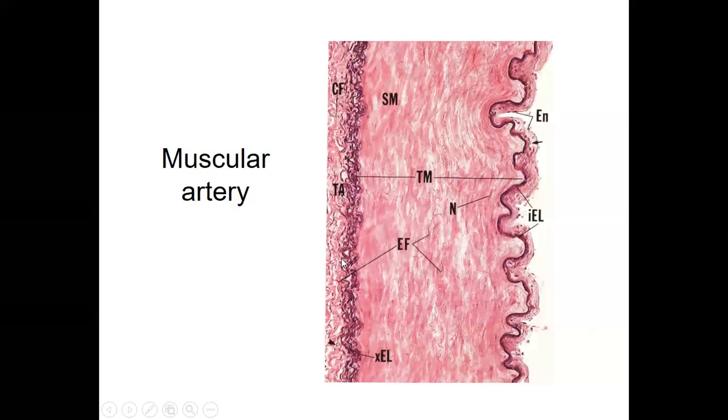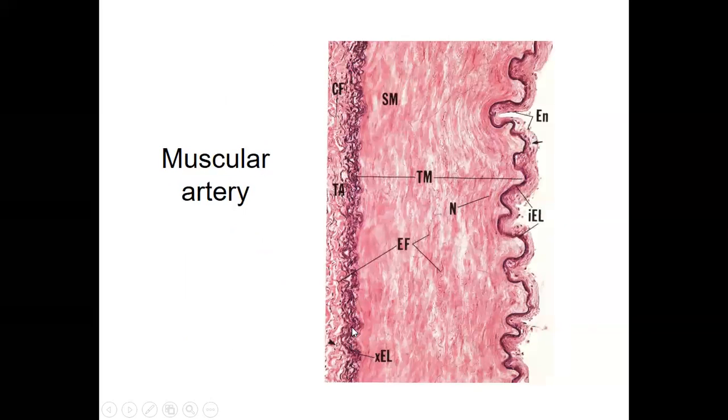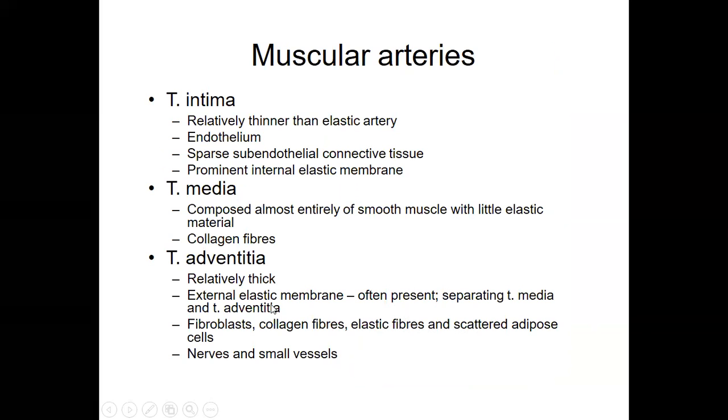It is relatively thick, and an external elastic membrane is often present. You can see here this is the external elastic membrane, very obvious, and it separates the tunica media from the tunica adventitia. Inside the tunica adventitia layer, it also has fibroblast, collagen fiber, elastic fiber, and scattered adipose cells. There are also nerves and small vessels present in the tunica adventitia of the muscular artery.